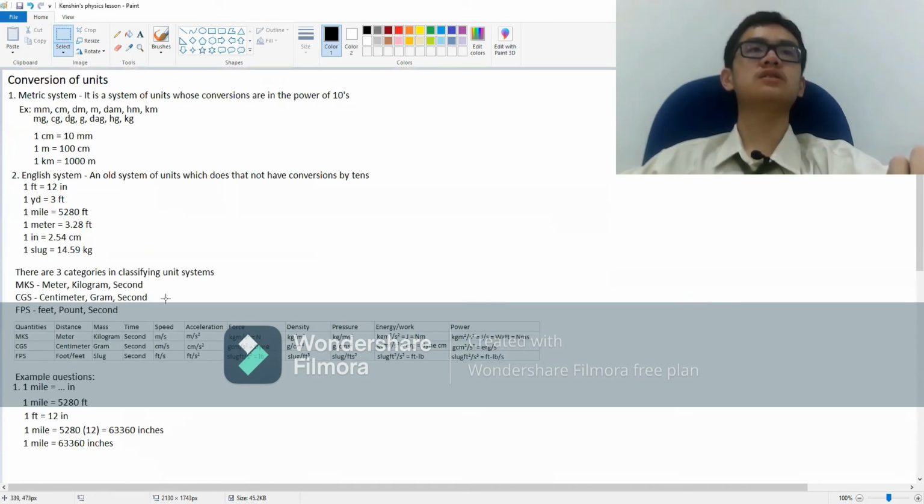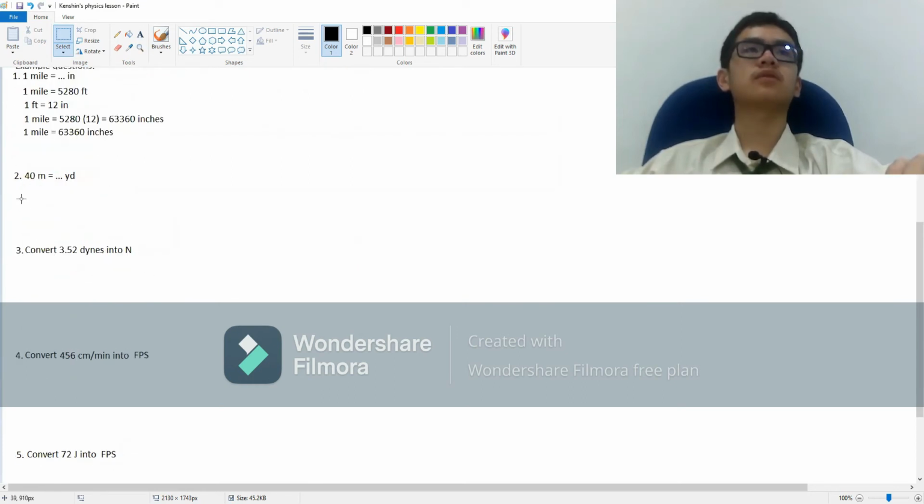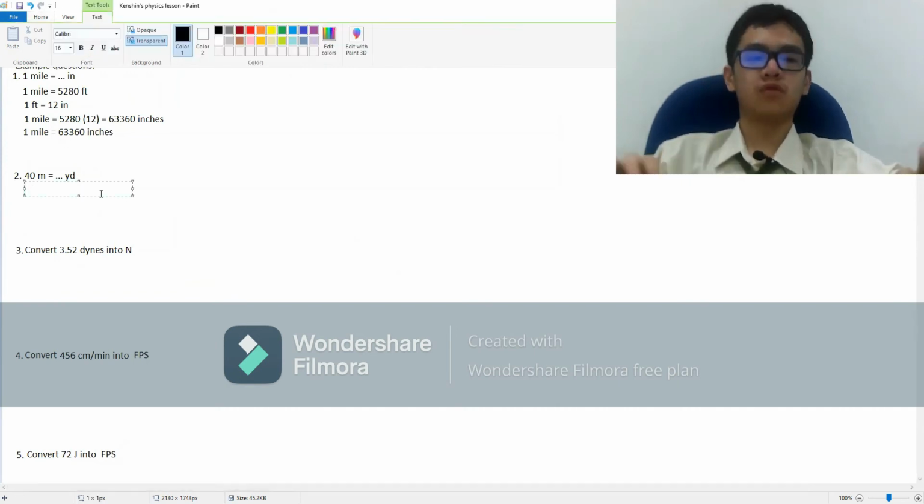Next, we have 40 meters into yards. As usual, there's nothing that's connecting it directly, so we're gonna have to do this ourselves. 1 meter is 3.28 feet, and 3 feet is equal to 1 yard. So 1 meter is equal to 3.28 feet, then 3 feet is equal to 1 yard.